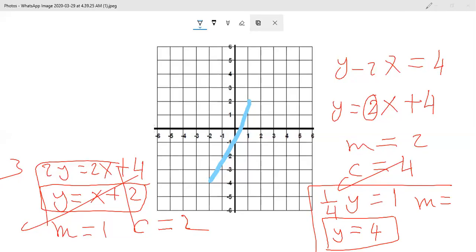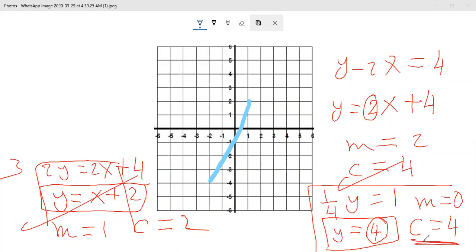M equals what? 0. M equals 0. And C equals what? 4. And C equals 4. Do you have x in the equation? No. So m equals 0 because we multiplied x by 0. Do you have an absolute term, a number without x? Yes, it's 4, Mr. Abdurrahman. So C equals 4. If you have any question, you can ask now.